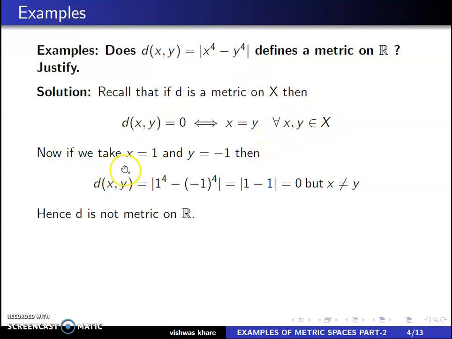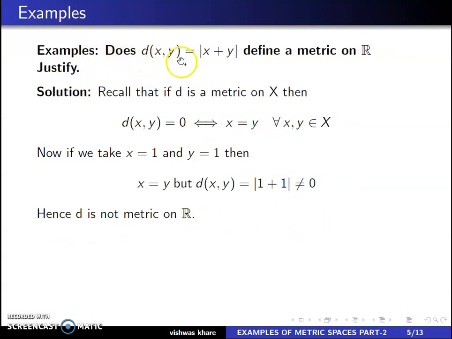Now in this particular case, if we take x is equal to 1 and y is equal to minus 1, then d(x,y) is equal to modulus of 1 to the power 4 minus (minus 1) to the power 4, which is equal to modulus of 1 minus 1, which is equal to 0. But again, x is not equal to y, because x is equal to 1 and y is equal to minus 1. So this property is again violated. So d is not a metric on R.